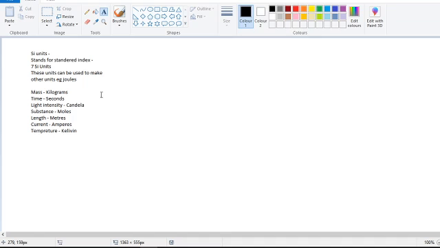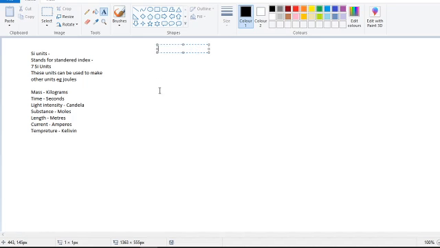This is what you need to know. It's a standard index, and there's 7 of them obviously. These units can be joined together to make other units, and these are the ones. You need to know all 7 of these.